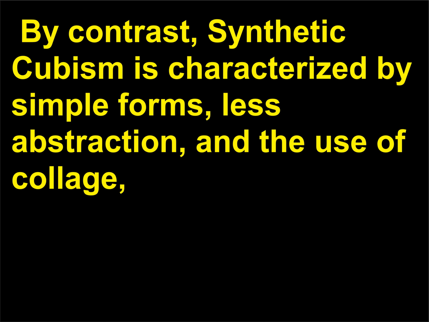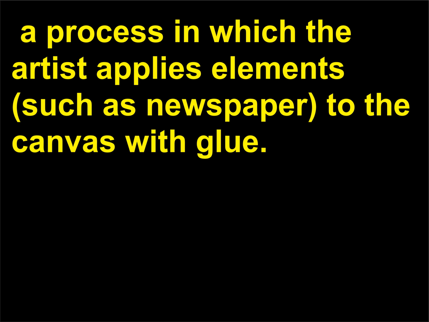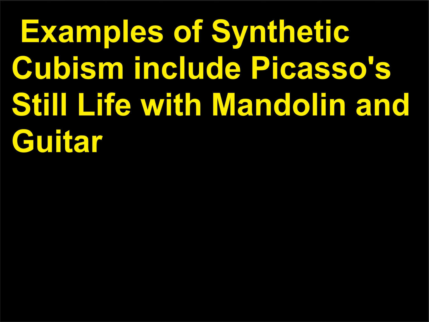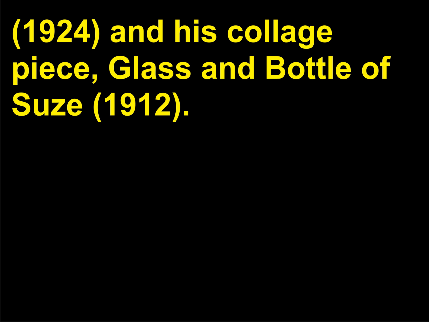By contrast, synthetic cubism is characterized by simple forms, less abstraction, and the use of collage, a process in which the artist applies elements, such as newspaper, to the canvas with glue. Examples of synthetic cubism include Picasso's Still Life with Mandolin and Guitar, 1924, and his collage piece, Glass and Bottle of Suze, 1912.